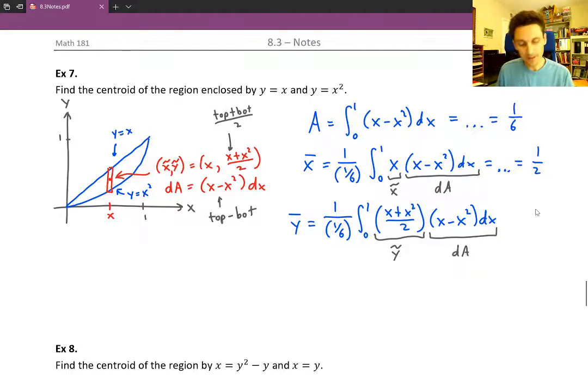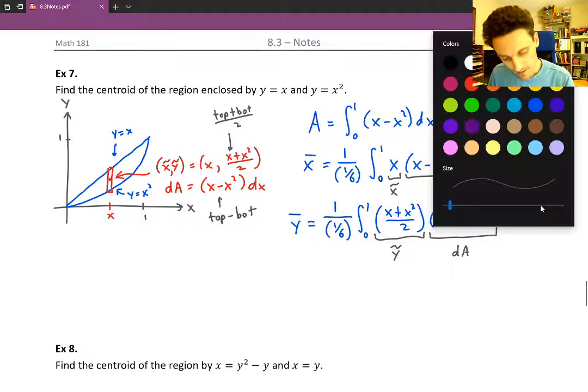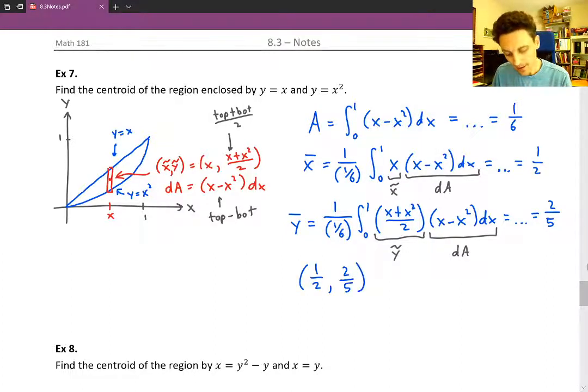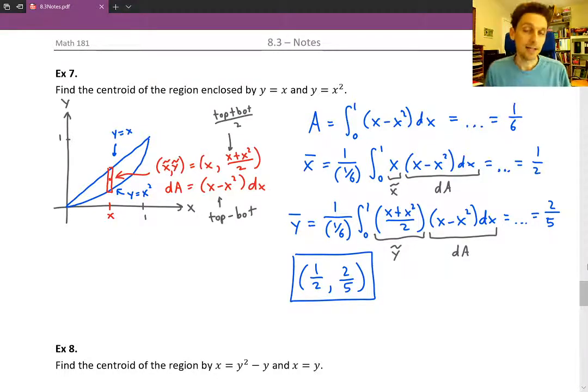Slightly more complicated integral, but just take them as you get them. There's your y tilde and your dA. So if we work that one out, you get 2/5, turns out. So our centroid, center of mass, assuming that we have constant area density spread throughout, is (1/2, 2/5).